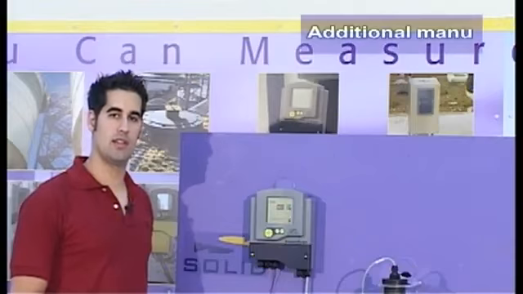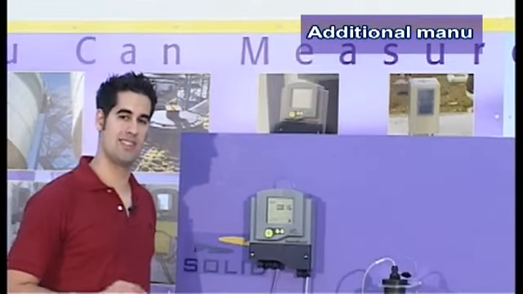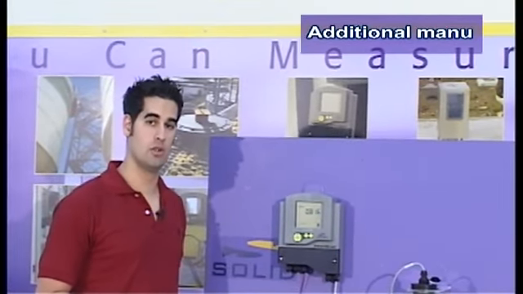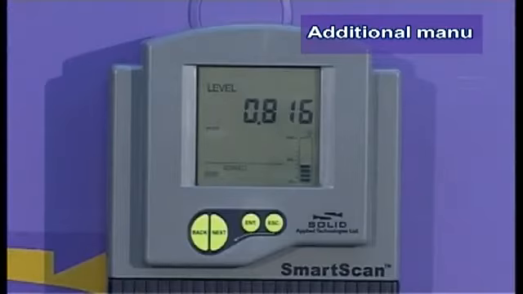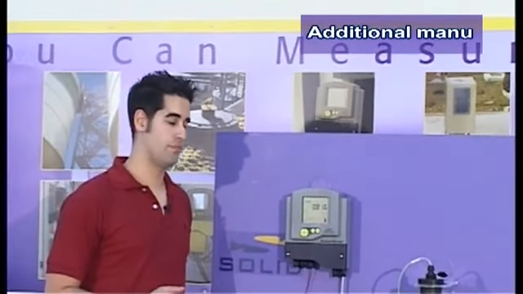SmartScan family has an additional menu. In the additional menu, the user can set other indications such as volume and totalization. Also, he can indicate a strapping table for a custom tank or a strapping table for a custom flume.